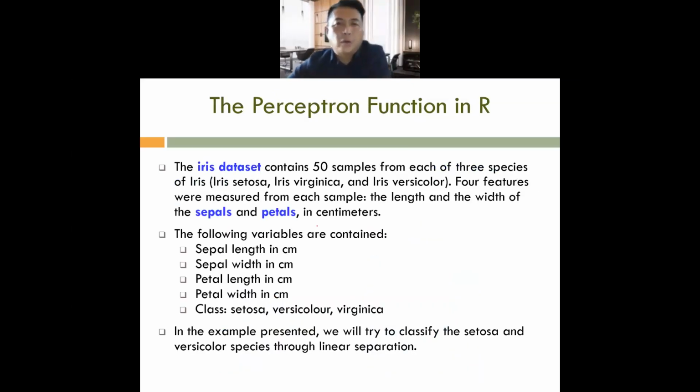Let's take a look at a simple example where we can apply the multi-layer perceptron. In this example, we'll be using the R software. We have 3 classes here, and then we have 4 attributes, all in numerical values.